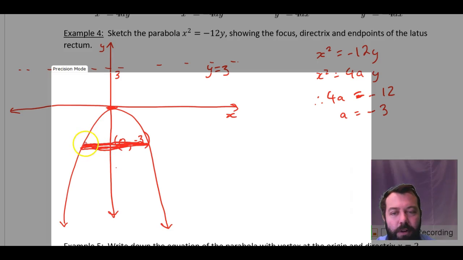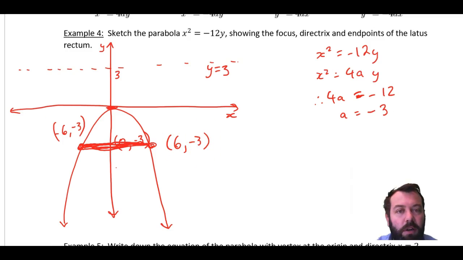So from (0, -3), I need to go twice the focal length over here to the left. From 0, my focal length is 3, or -3 perhaps. So I'll go twice that over here, which is going to be at -6. (-6, -3) is one endpoint, and over here is (6, -3). Is that what we want? We've got the focus, the directrix, and the endpoints of the latus rectum.